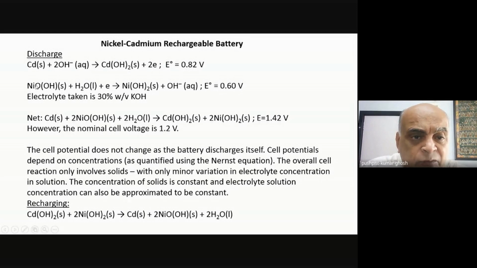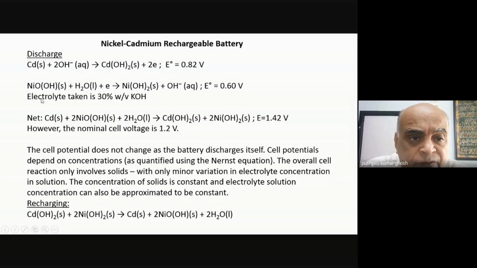So if I multiply this by 2, I'll be able to write the balanced equation as cadmium plus 2 nickel oxyhydroxide plus 2 water going to cadmium hydroxide plus this. That's what I've got.